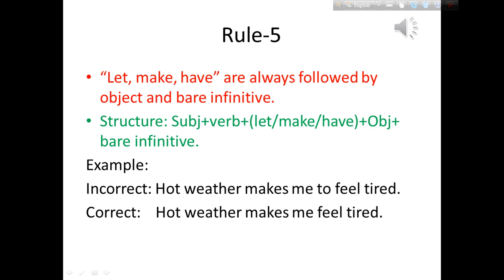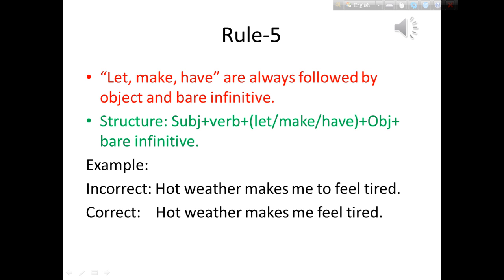Rule 5. Words like let, make and have are always followed by object plus bare infinitive. Bare infinitive means when you use the verb without the infinitive to. So the structure will become subject plus verb plus let or make or have plus object plus bare infinitive. That means the present form of the verb. So here we have the example.